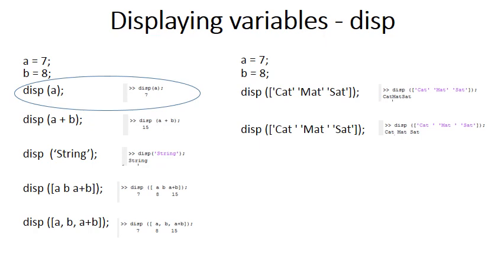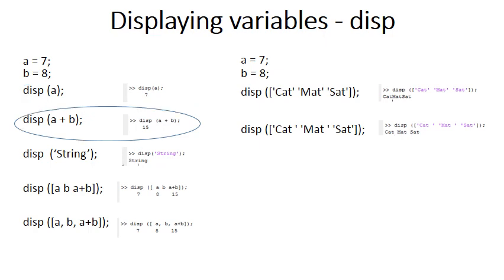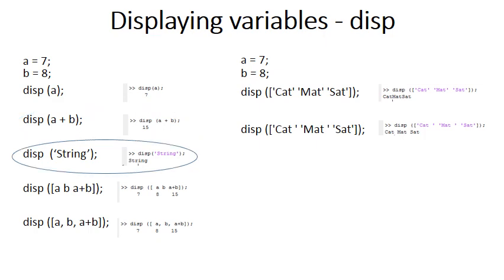In this video I just want to explain the different ways of displaying output on the screen. The very basic command is the display command, DISP. In the highlighted version here, it displays the value of the variable a, so it will display 7 on the screen. Or you could use display to display the value of an expression.